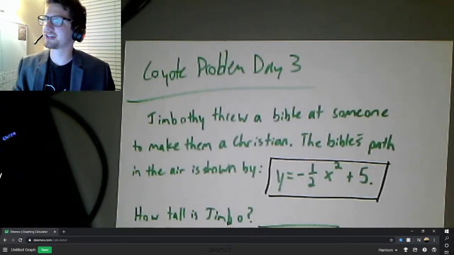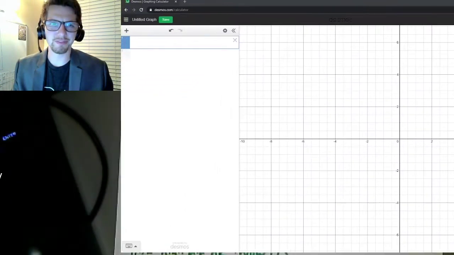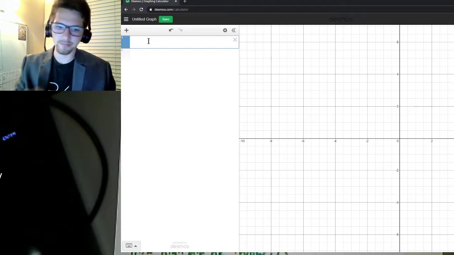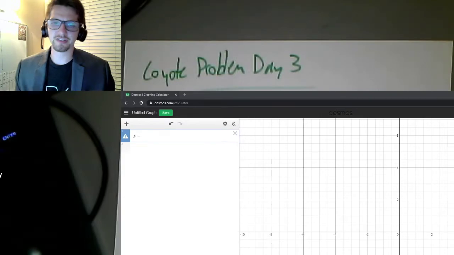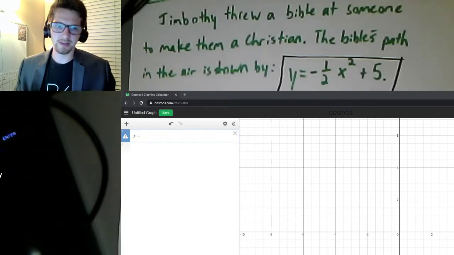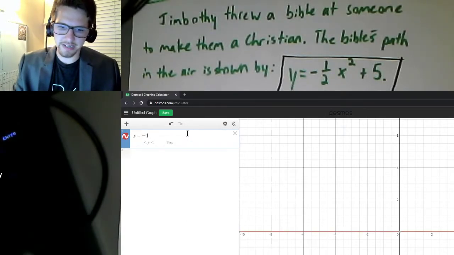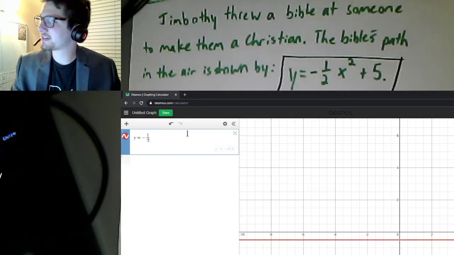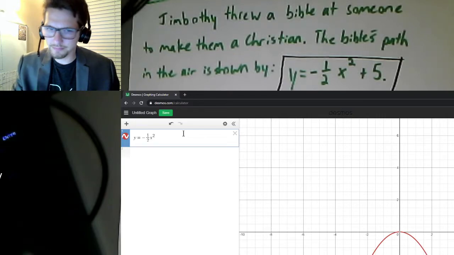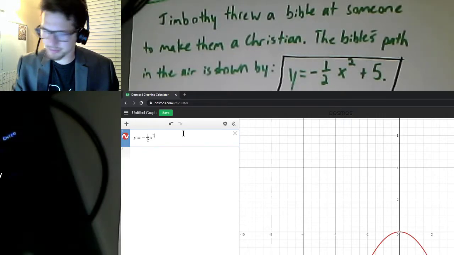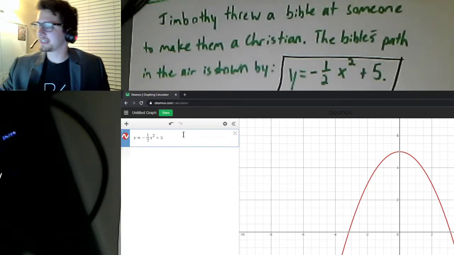So what's my job? My job is to start by putting this into Desmos. So showing you where I am, I'm going to type in y equals, and let me make sure you can still see it. There we go. y equals negative 1 divided by 2 x squared, and it was plus 5. Great. So let's see what my questions are.